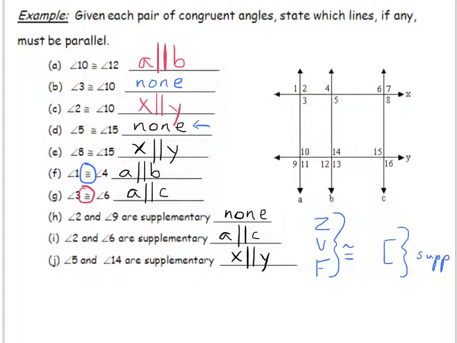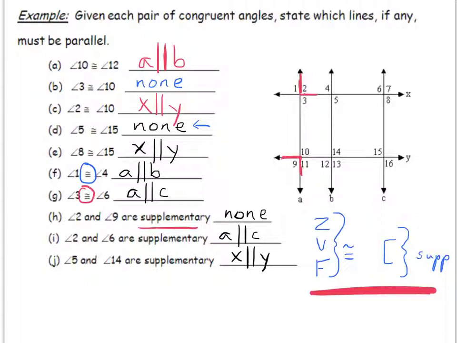In H, I've got 2 and 9. They're supplementary. If they're supplementary, they should make a C. But according to what we have here, 2 and 9 are actually alternate exterior angles. They make the letter V, and they should have been congruent. But it says they're supplementary. That is why it is none, because it doesn't match the charts that we're working with.